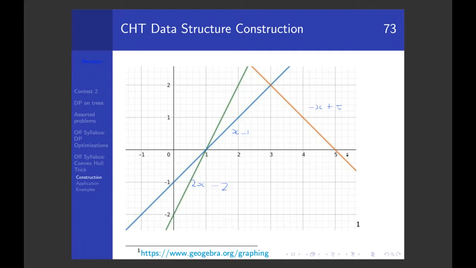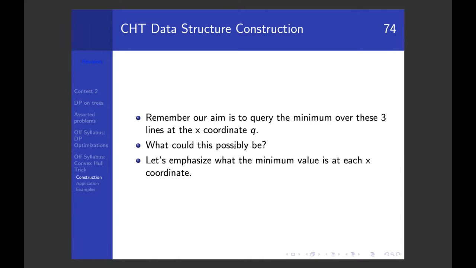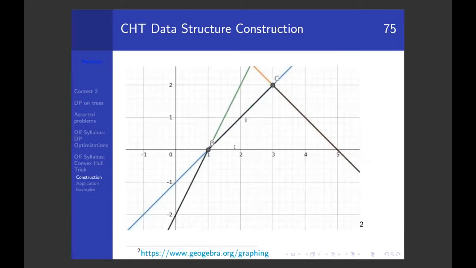These are our 3 lines from before. And the important thing is, our aim is to query the minimum y coordinate over these 3 lines at some given x coordinate. And the question is, what could this be? Let's just emphasize the minimum. This black line here is the minimum y coordinate for some given x coordinate. So if x was 2, for example, the minimum y would be 1.